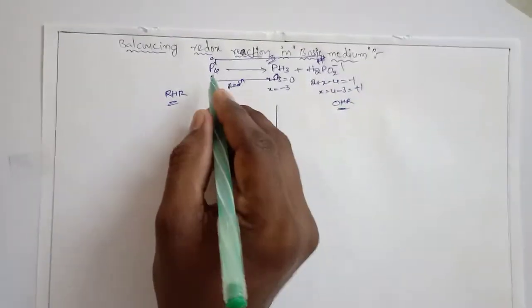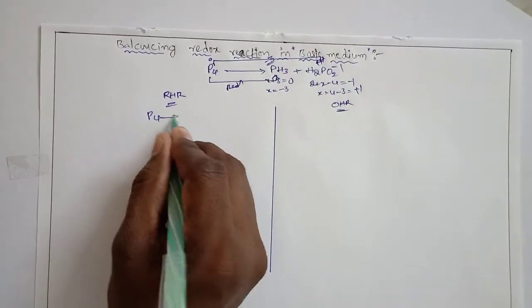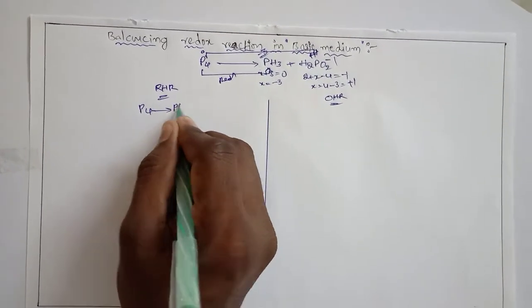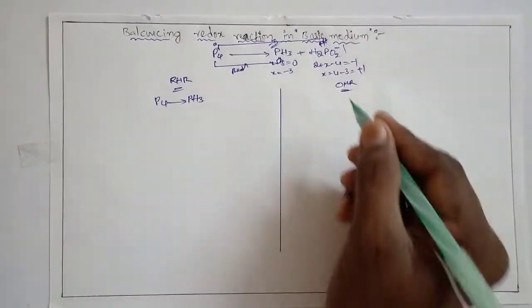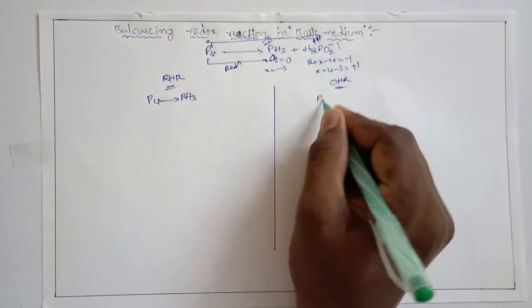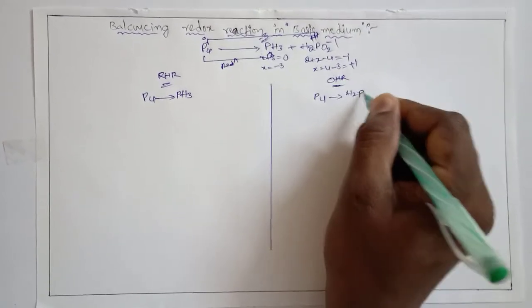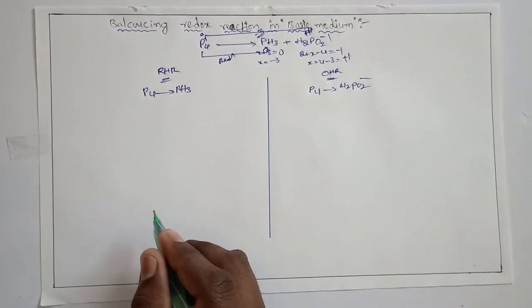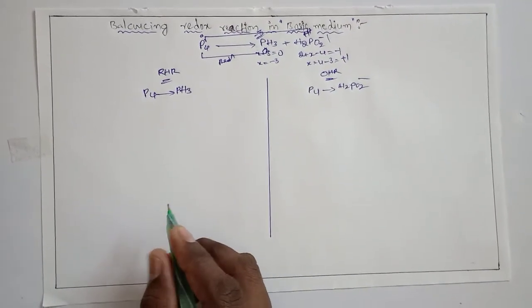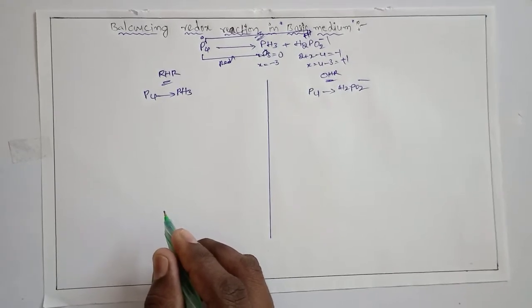So what is the reduction reaction? P4 gives rise to PH3. This is the reduction reaction. Here P4 gives rise to H2PO2 minus is the oxidation reaction. Step by step we have to balance the equation.